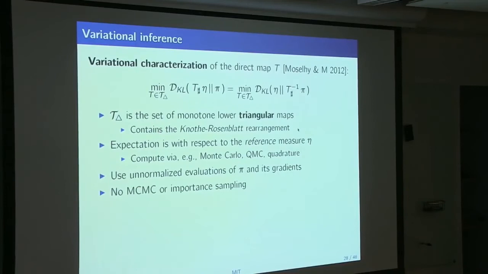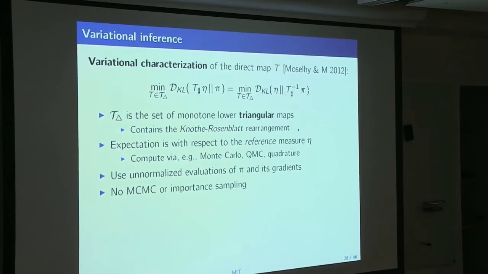And this is an equivalent problem. But this is actually a problem that I can solve, especially maybe if I write it in this form. This involves an expectation over the reference, which is something that I chose to know how to sample from, like the standard Gaussian. I can discretize that expectation maybe with some samples, with some quadrature rule, and I can solve this minimization problem using gradients of pi, and so on and so forth.